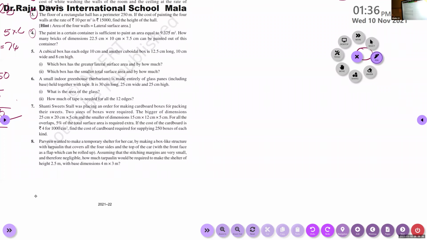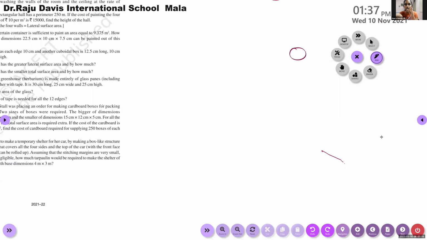Paint in a certain container is sufficient to paint an area equal to 9.375, and the dimension of one brick is given. How much area can we paint using the total paint, that is the total container of paint? We need to get the number of bricks that can be painted. So first step, what do we need to find? Total surface area of one brick. First of all, you have to find it.